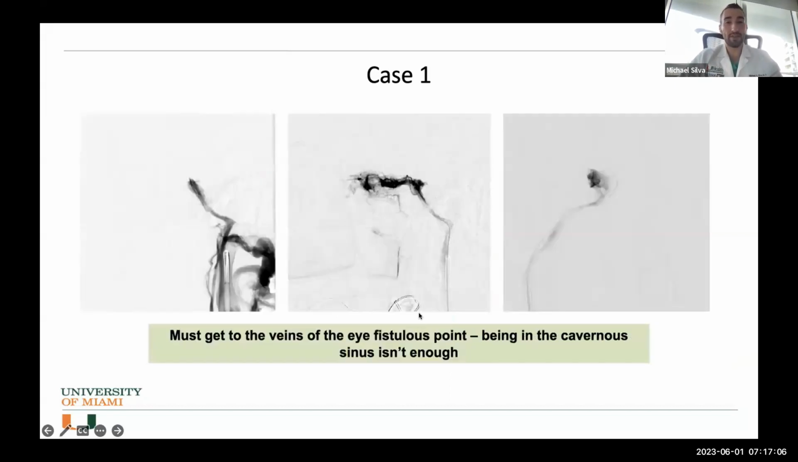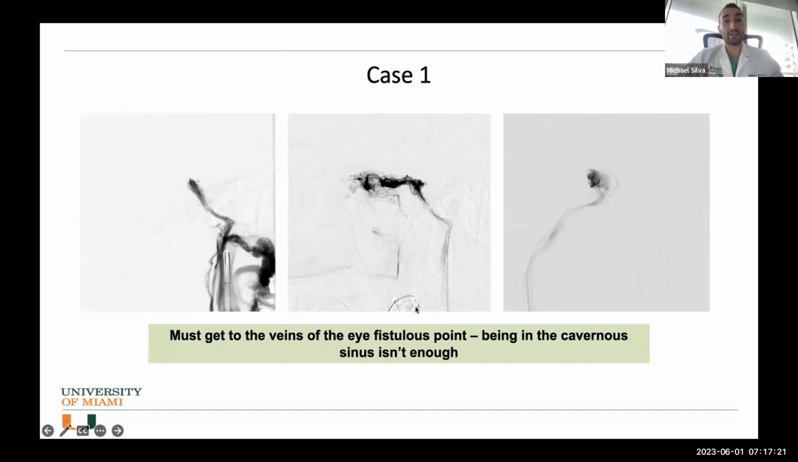So in this case, that was attempted, and sure enough, we got to the inferior petrosal sinus and into the cavernous sinus. But being in the cavernous sinus isn't enough, right? We have to get to the fistulous point, and even more important, we have to protect the eye.